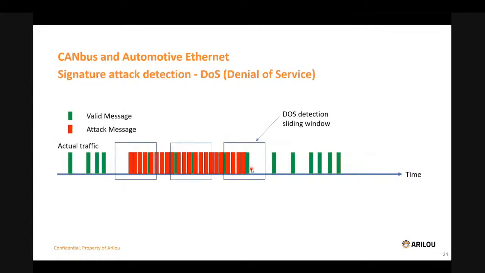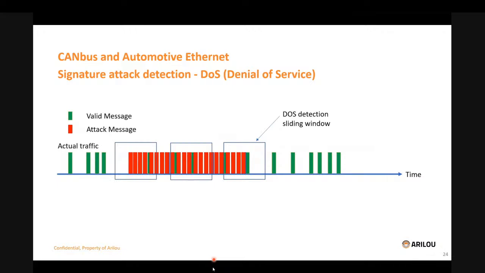Let's look at a signature attack. I took a very simple signature attack, which is a denial of service. Denial of service is actually, in this case, a flooding of the bus. So for a period of time, the number of messages which appear on the bus is way beyond anything which is anticipated. The same thing happens with CAN bus, and it happens with Ethernet.